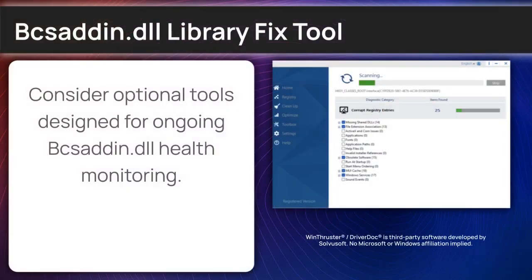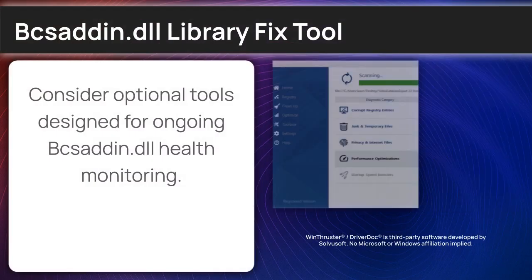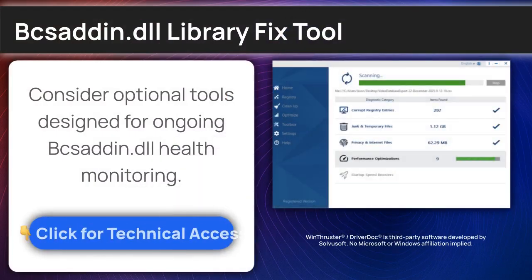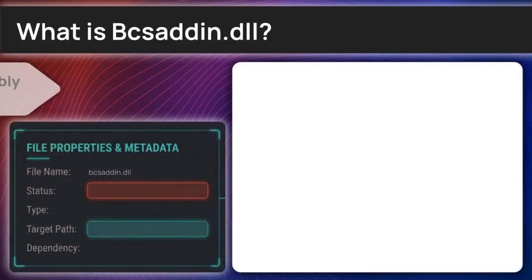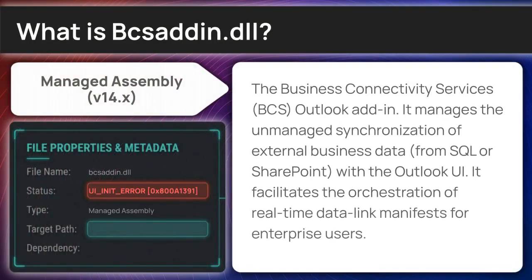As we prepare to resolve Bcsaddin Library, consider using the diagnostic path below to ensure a stable environment for your libraries. This is the Bcsaddin Library, the Business Connectivity Services BCS Outlook add-in. It manages the unmanaged synchronization of external business data from SQL or SharePoint with the Outlook UI. It facilitates the orchestration of real-time data link manifests for enterprise users.